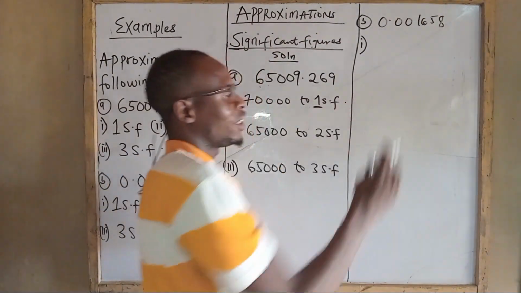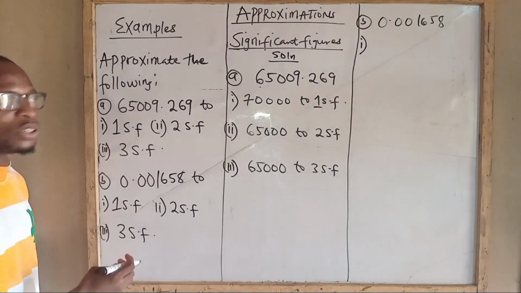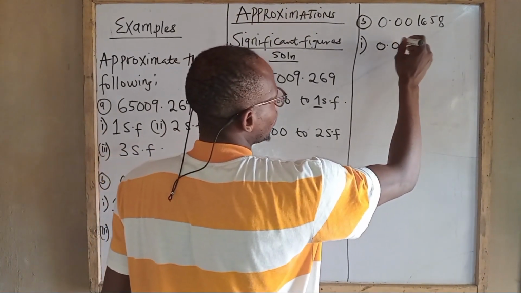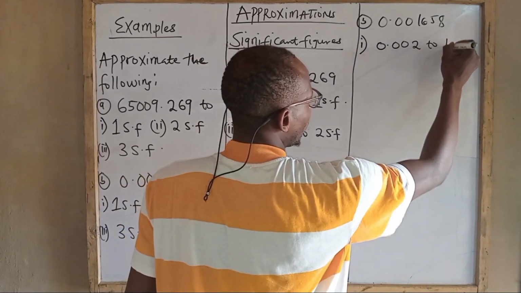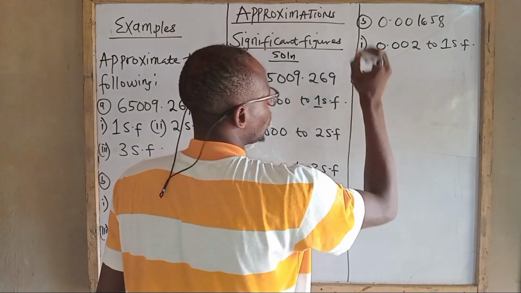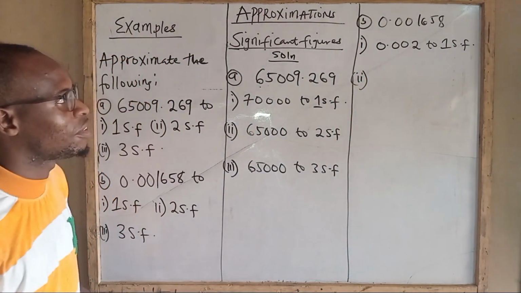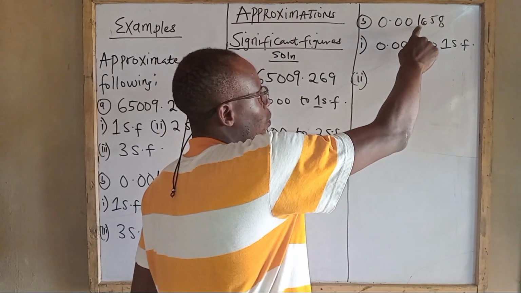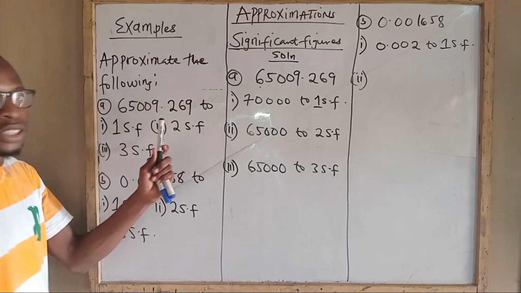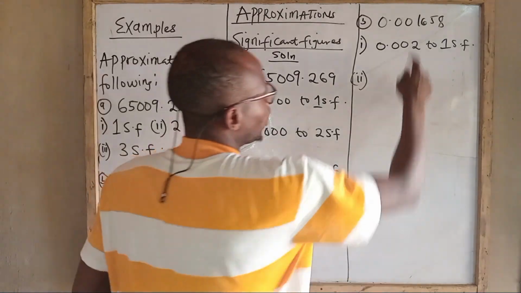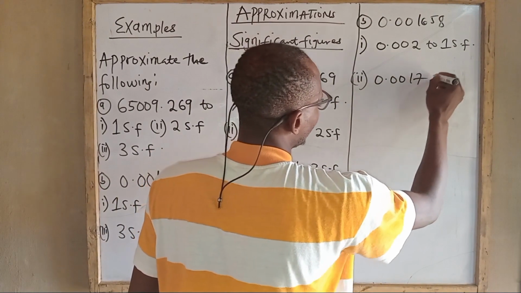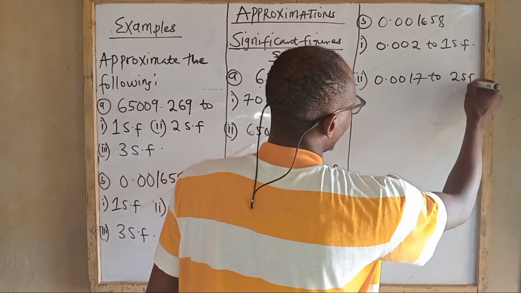The next digit over here is 6, which falls in the category of what? Of round up. That means you add 1 to this digit. So you are going to have 0.002 to 1SF. Then question 2. The same number again to 2SF. Start your counting from here, 1, 2. The next one is 5 actually, and that falls in the category of what? Of round up. So that means you add 1 to this digit. You should have 0.0017. This is to 2SF.